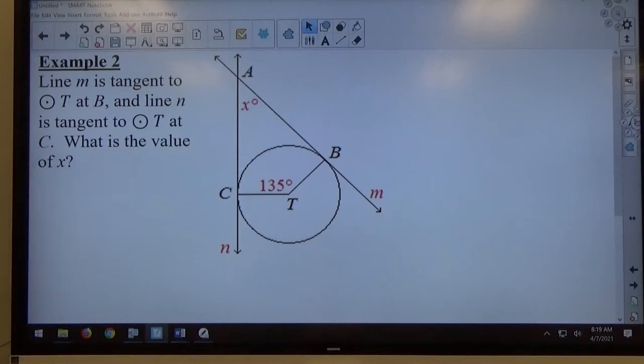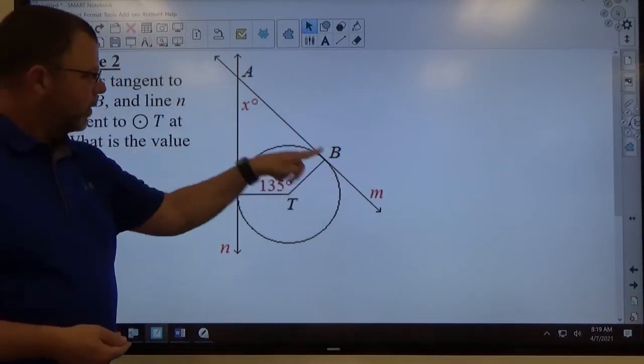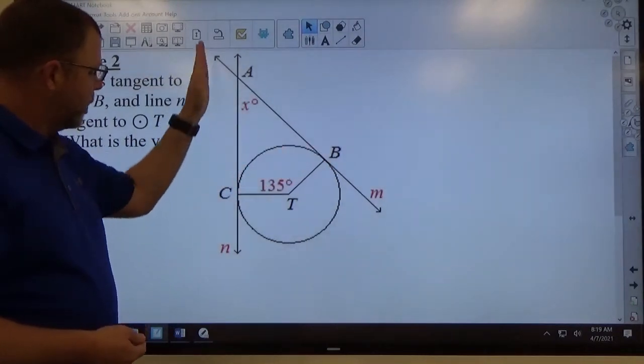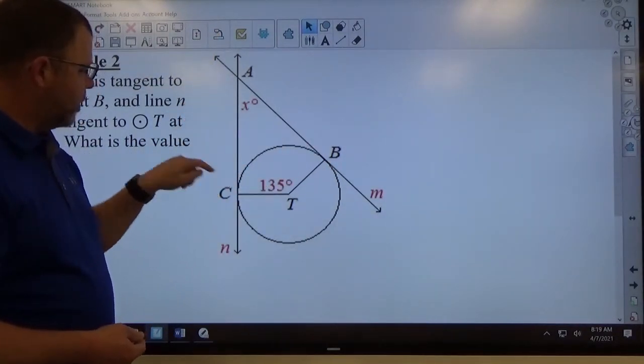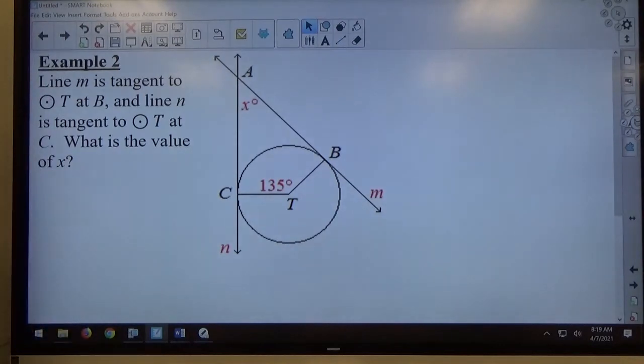So look at example 2. It says line M is tangent to circle T at B, and line N is tangent to circle T at C. So line M, this line is tangent here. Line N, this line is tangent here. And they want to know the value of X.